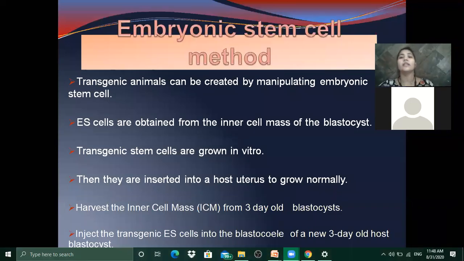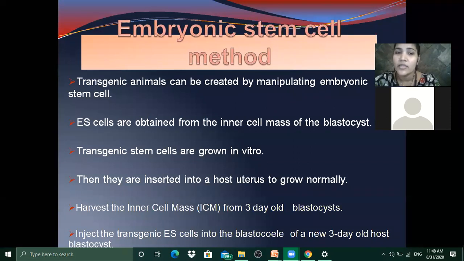Okay. Then the embryonic stem cell method. This is also one of the most commonly used methods that we have. In this, transgenic animals can be created by manipulating the embryonic stem cells. So now what will we be integrating? We'll be integrating the embryonic stem cells.